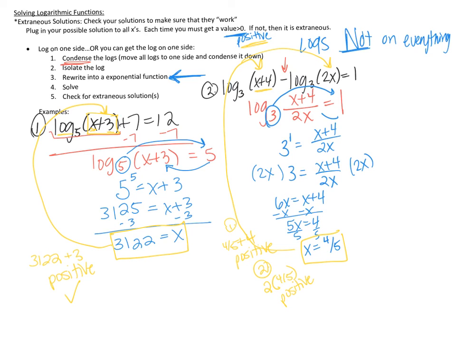I have to be careful because I can't just plug it into one of the logs. I have to plug it into all of the places where I had a log and make sure I get something positive. So we could have a single log, where we isolate it, rewrite it as an exponential, and solve. Or I could have multiple logs, where I condense them, rewrite, and solve. Every time, I'm making sure I check in the end.